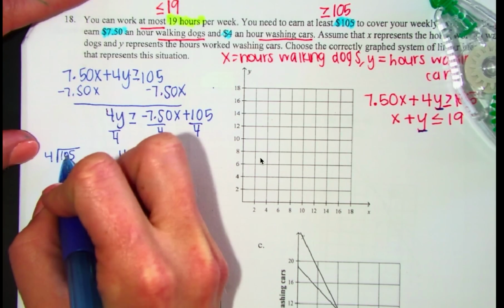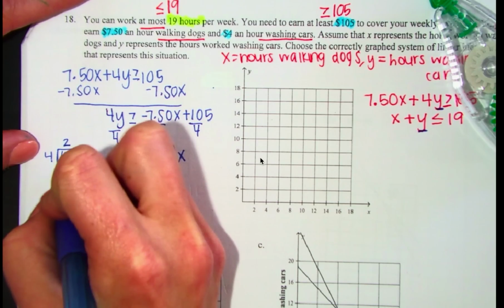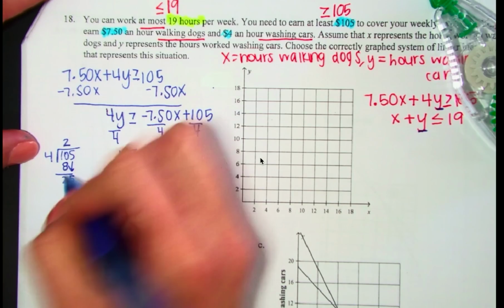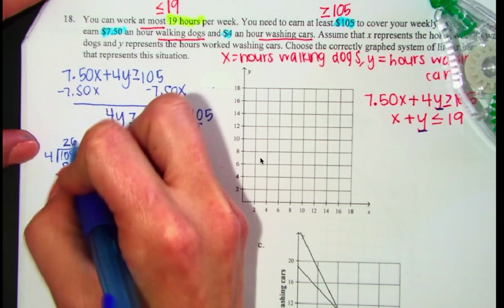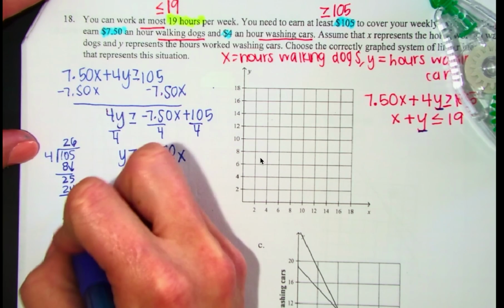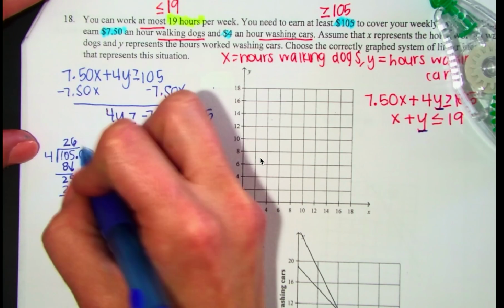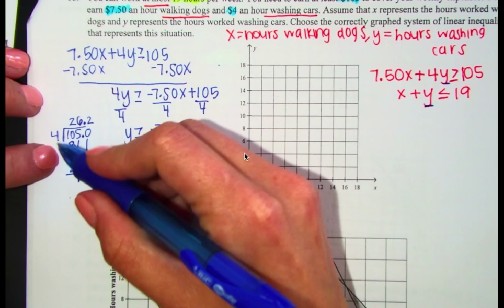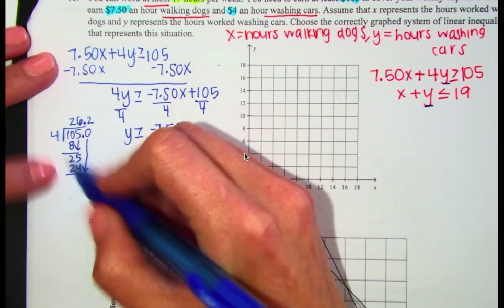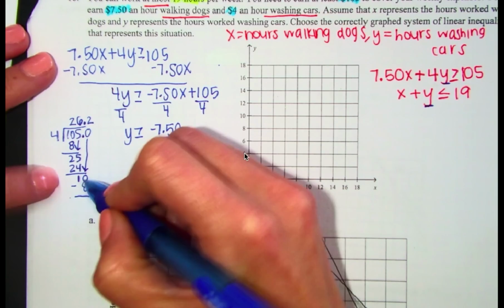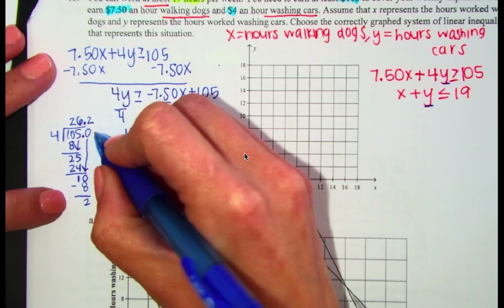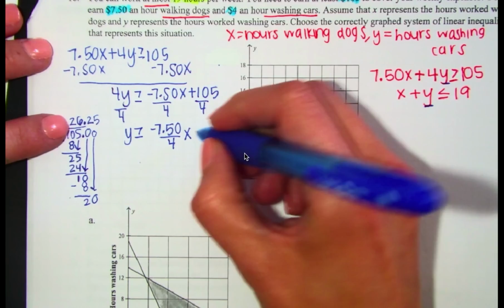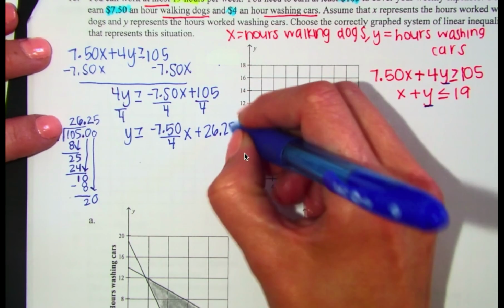So when I do that, 4 goes into 10 twice. 2 times 4 is 8. Subtract, bring down the 5. 25, or 4 goes into 25 6 times. 6 times 4 is 24. 1. So I have a remainder, so I'm going to add in a decimal, 0, and bring down the 0. 4 goes into 10 twice, so 2 times 4 is 8. 10 minus 8 is 2, and we're going to bring down another 0. 20 divided by 4 is 5. So there it is, something like that.